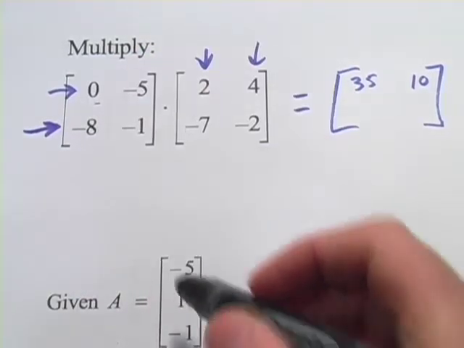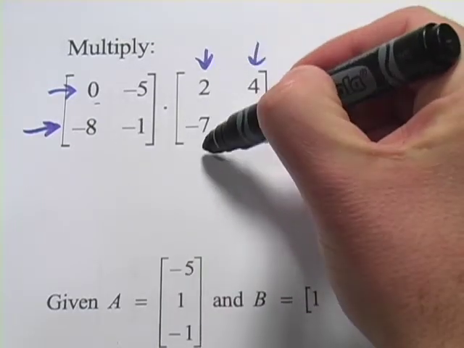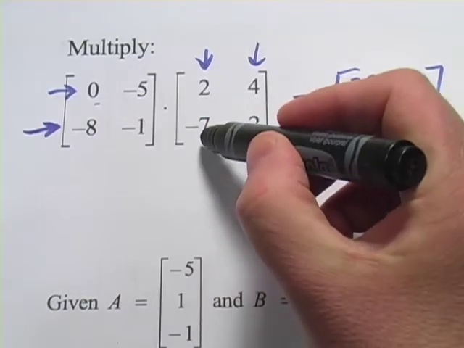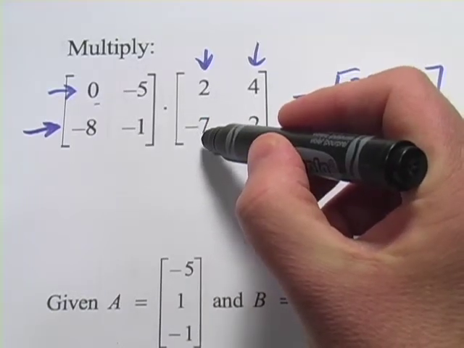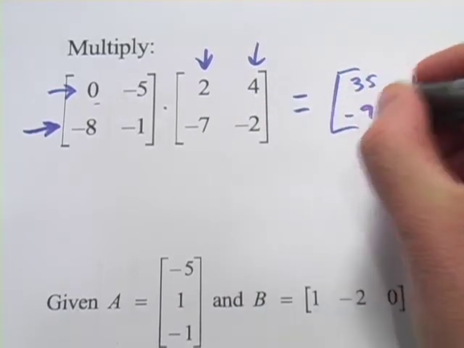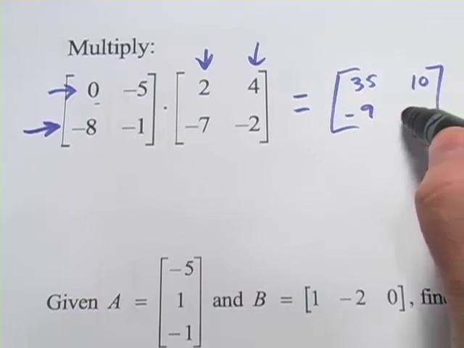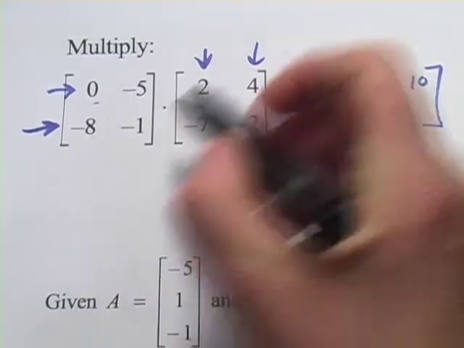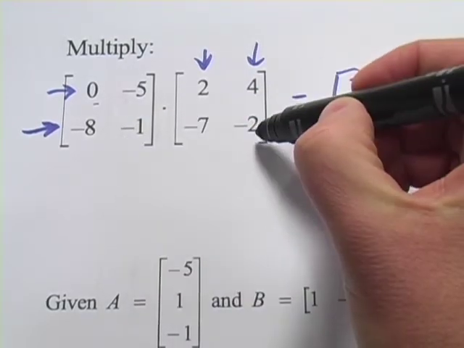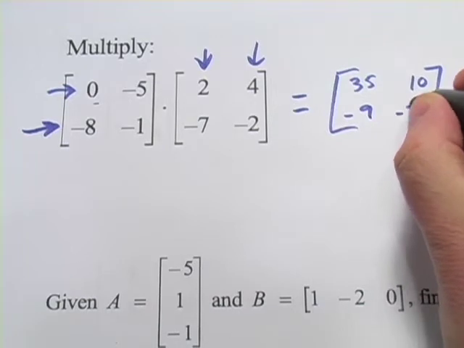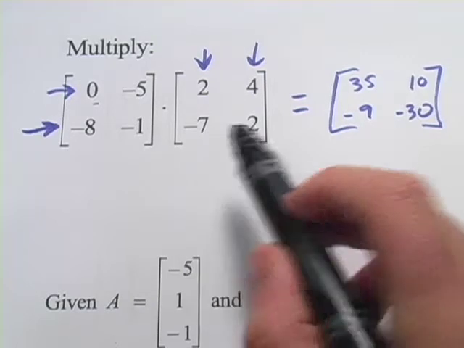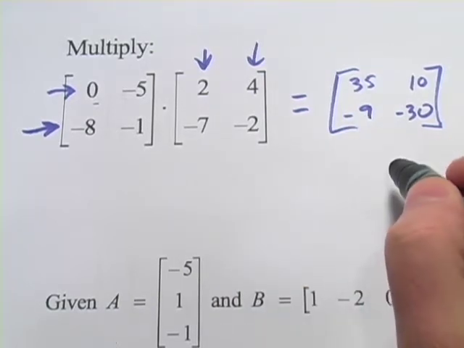Now if we want to find second row elements, we go down to the second row of the first matrix and repeat the process. We're going to multiply it by the first column first. That's -8 times 2 is -16, and -1 times -7 is positive 7. You add those together and you get -9. And then to find second row, second column, we'll take the second row, multiply it by the second column. -8 times 4 is -32. -1 times -2 is positive 2, so that's a -30. And that is our answer. That is these two matrices multiplied together.